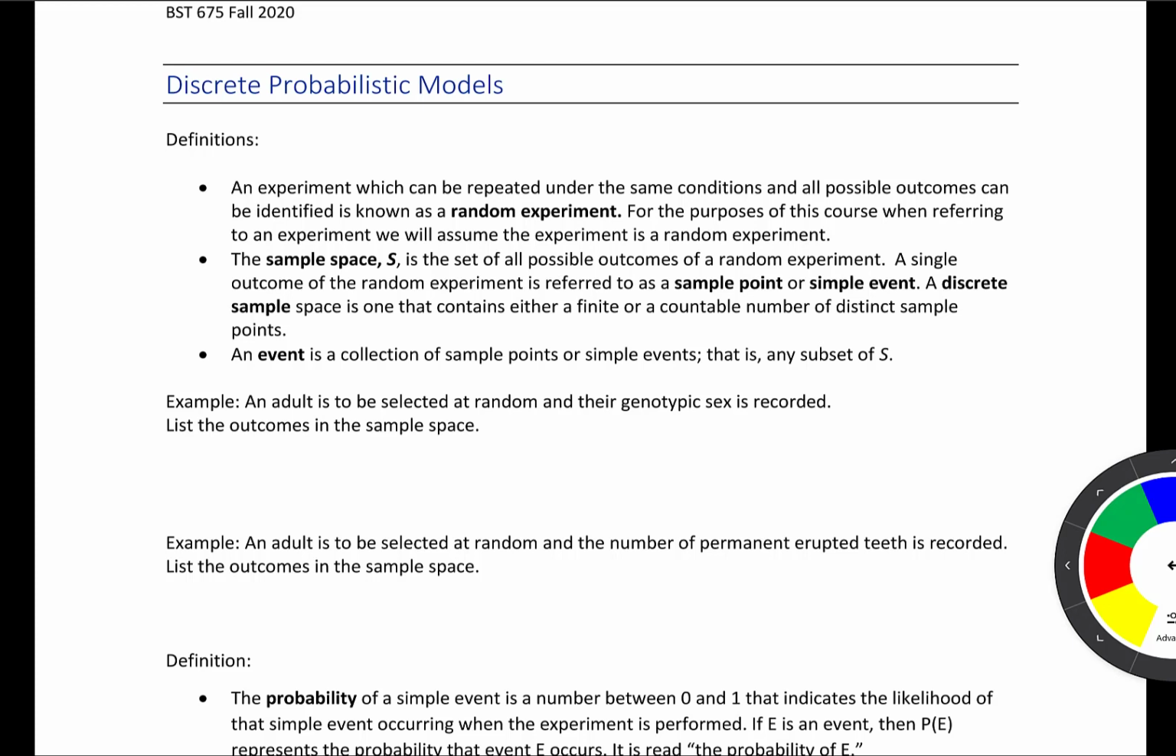So this relates back to that idea of the universal set. It's just now that we're talking about probability, we're going to talk about the sample space. A single outcome of a random experiment is referred to as a sample point or a sample event. And a discrete sample space is one that contains either a finite or countable number of distinct sample points. And then an event is a collection of sample points or sample events, that is, any subset of S.